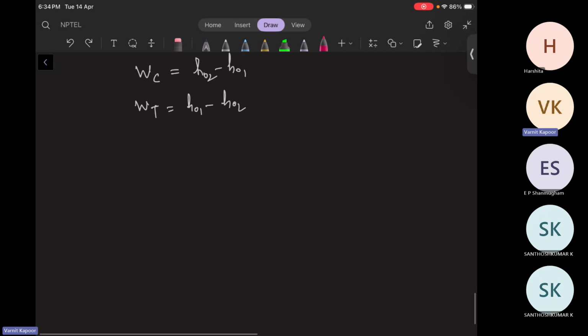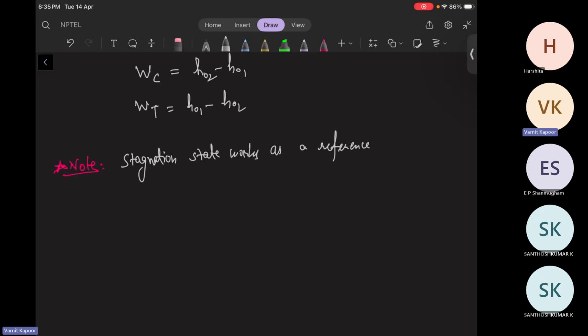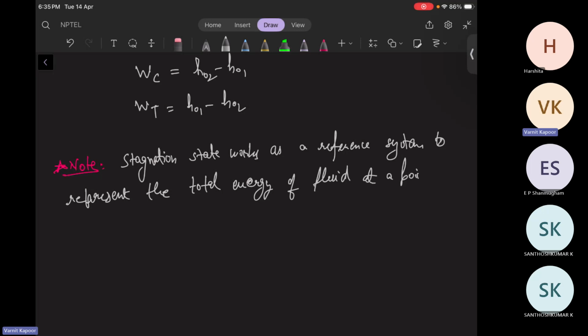So let me write a note point here. Stagnation state works as a reference system to represent the total energy of fluid at a point.